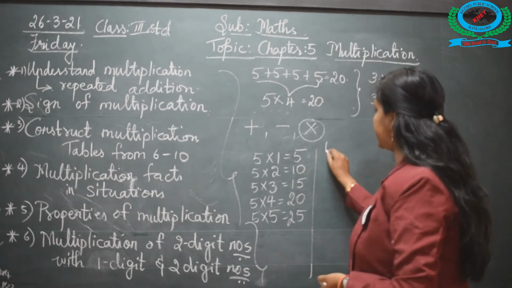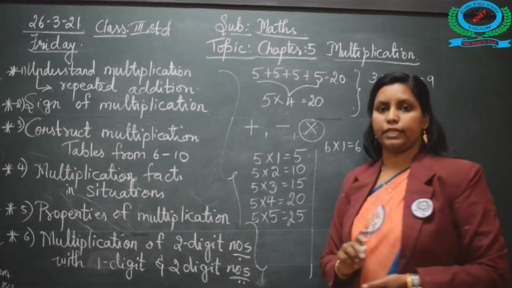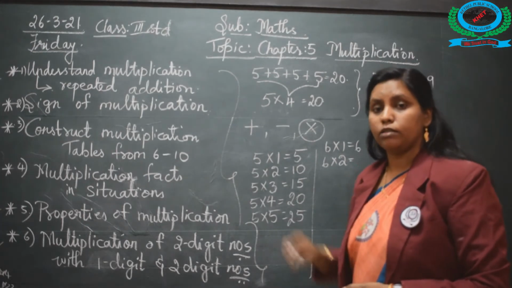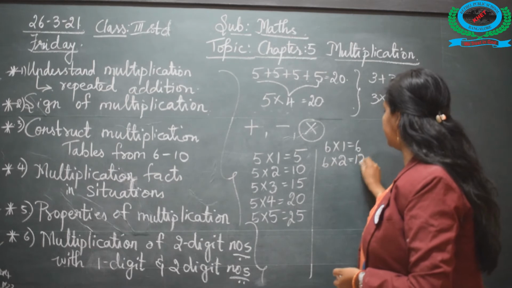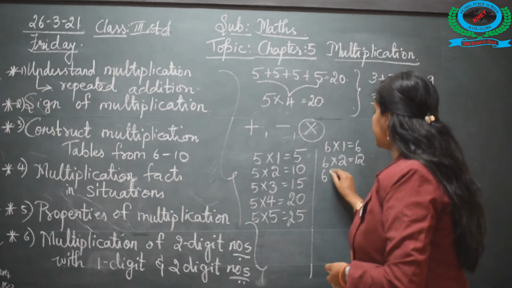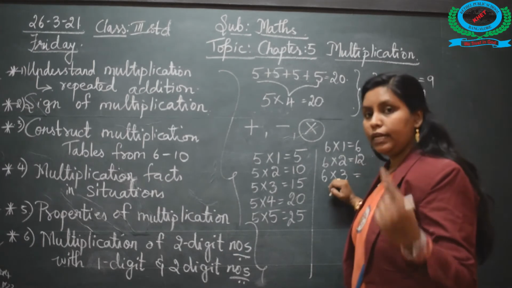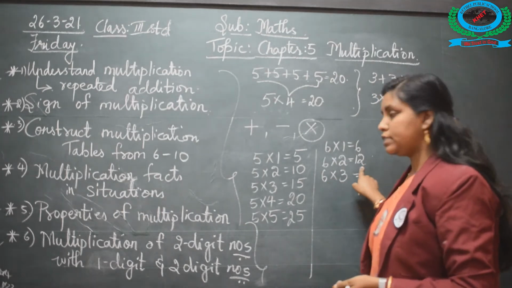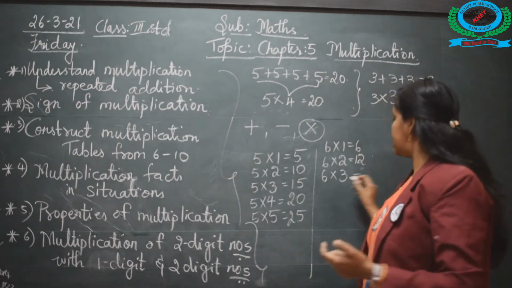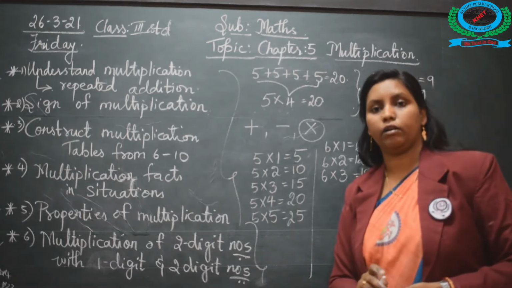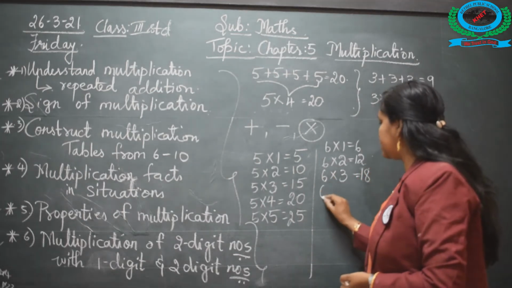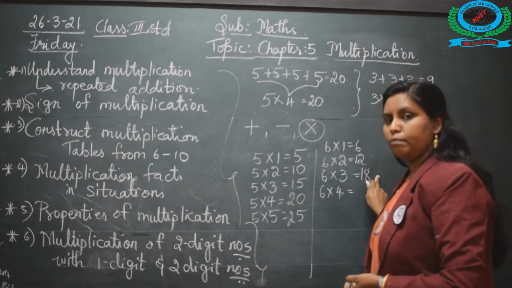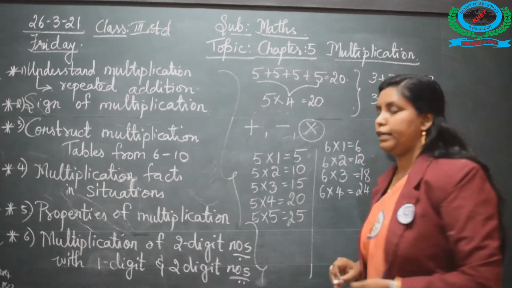Okay. For example, if I take 6, 6 ones are 6. So what will the next table be? 6 twos are, so just add 6 here. 6 plus 6 gives you 12. Okay. 6 into 3. So what did I tell you? 3 times you can add 6: 6 plus 6 plus 6. Or here just simply add the number 6. So 12 plus 6 gives you 18. Okay. So you can form all the numbers like this. So similarly, 6 fours are how much? Just add 18 plus 6. You will get 24.